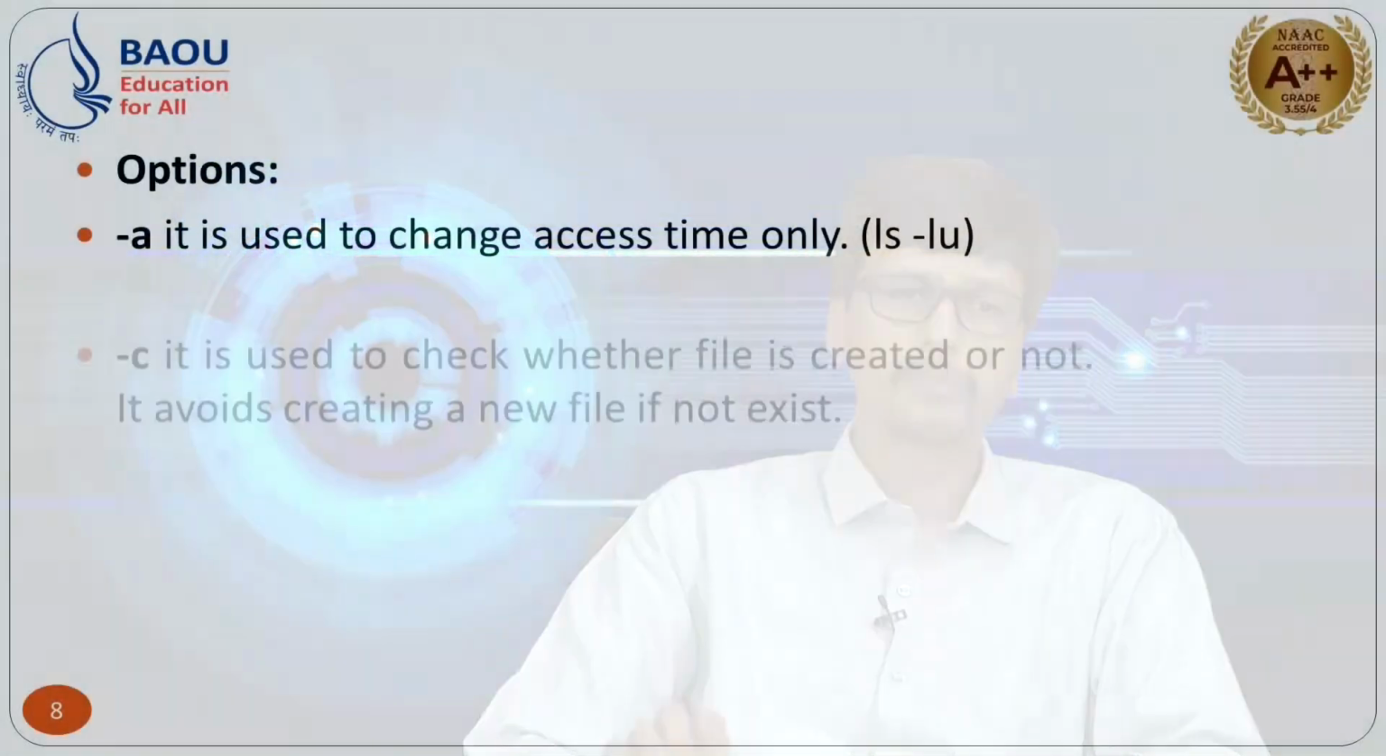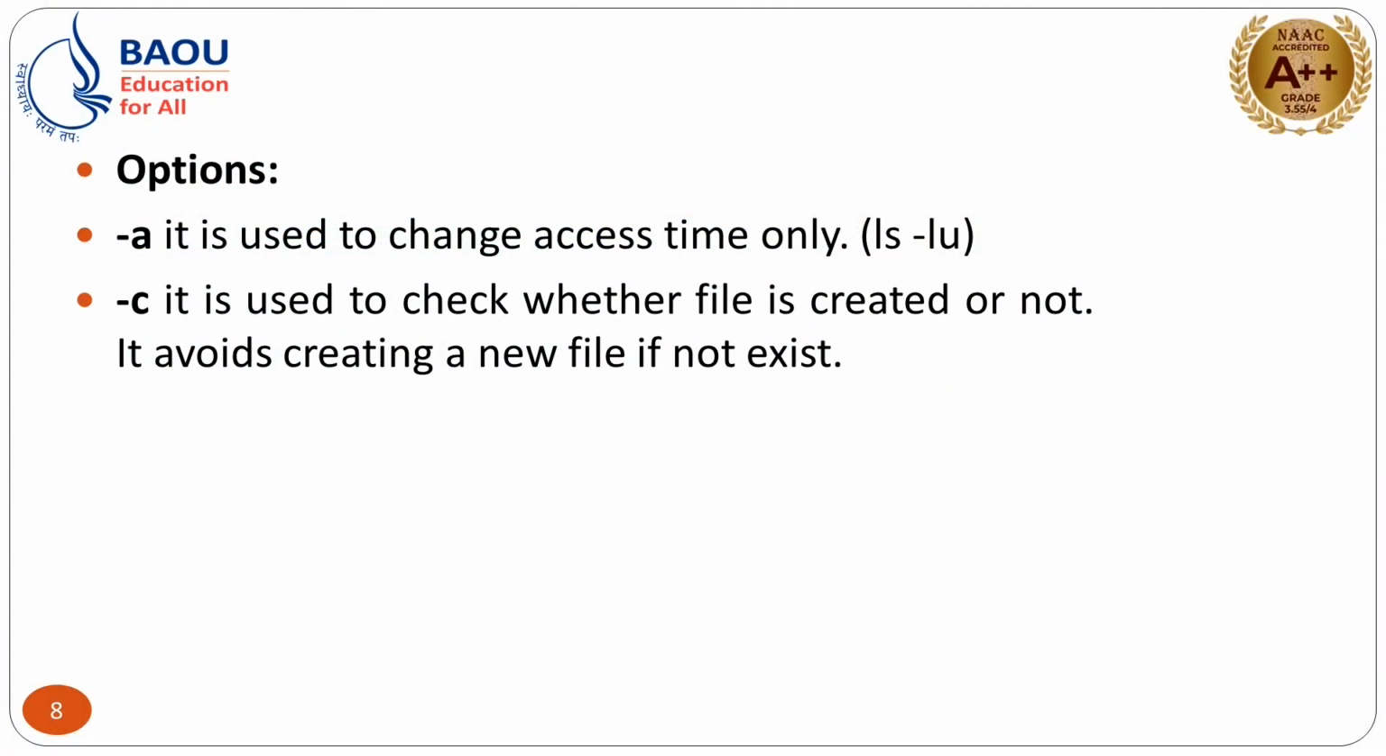So that is one option, the a option. Another option is c. Now suppose you want to check whether that file has been created or not, and avoid creating a new file if it does not exist. So first of all, that c option will check whether the file exists, and if it is not there then it avoids creating it, right.